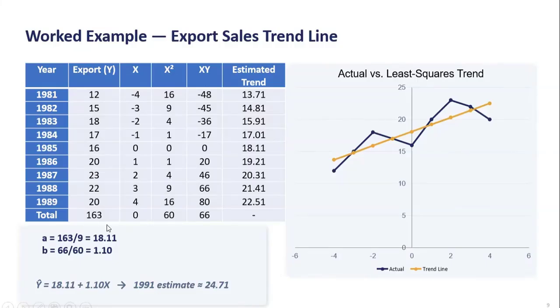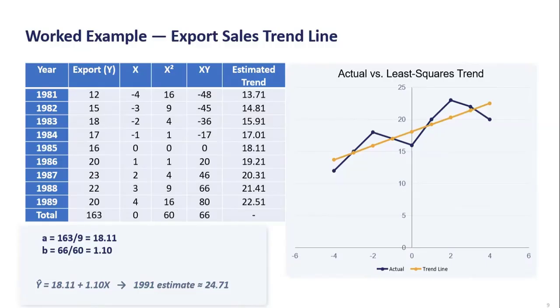Now we calculate the required totals. The sum of y is 163. The sum of x is 0. The sum of x squared is 60. The sum of xy is 66. Using these values, we calculate the constants.